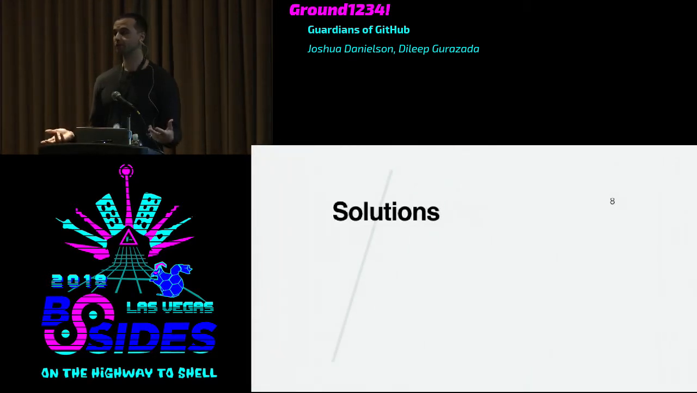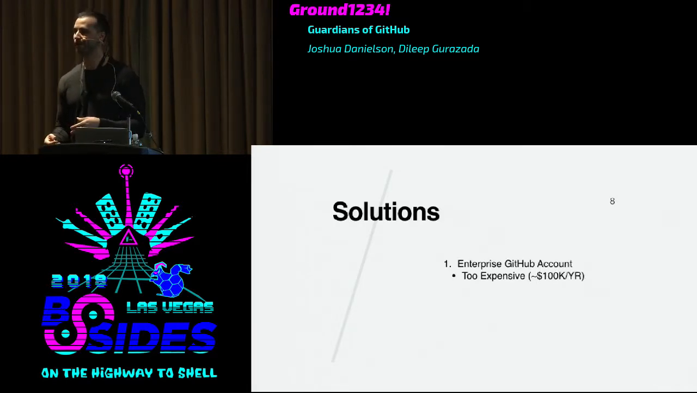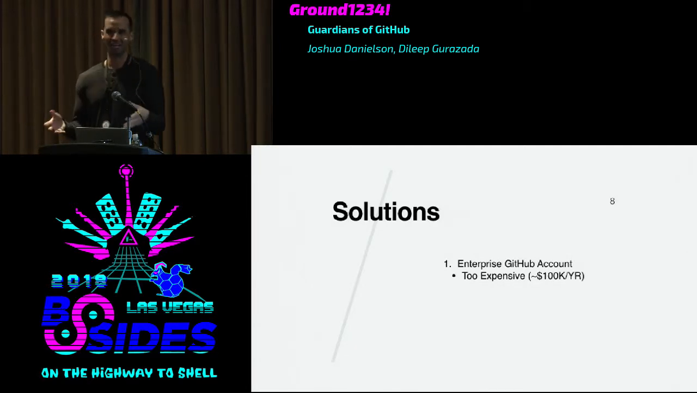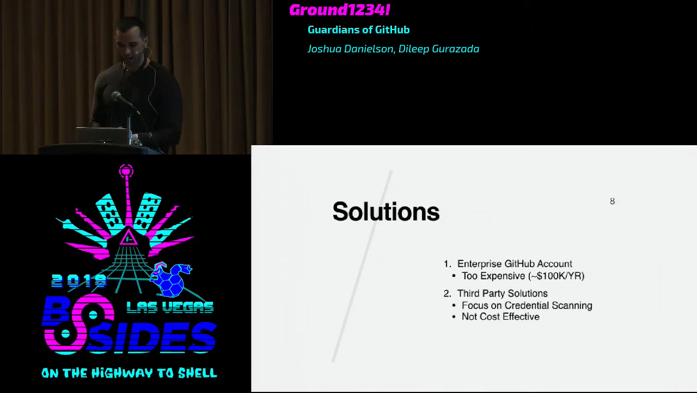So there's a few solutions that are available. The first one I talked about was you can pay 100K a year for GitHub Enterprise. I don't know about you guys, but I'd rather spend my money somewhere else if you've got 100K. There's plenty of other products or even people you can probably use there.